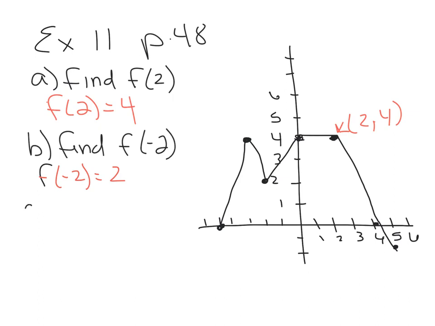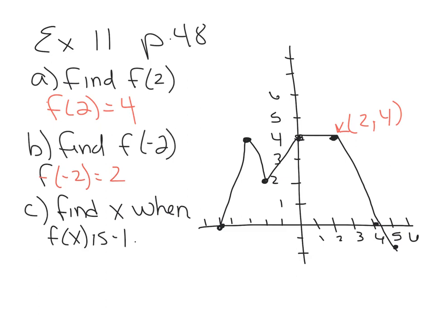Letter C asks us to find the values of x. Find x when f of x is -1. So in other words, they're asking us to find x this time, not y. F of x is -1. In other words, f of x equals -1 or y is equal to -1. If we're finding x, they're telling us y. So this time we're going to follow the y-axis down to -1.